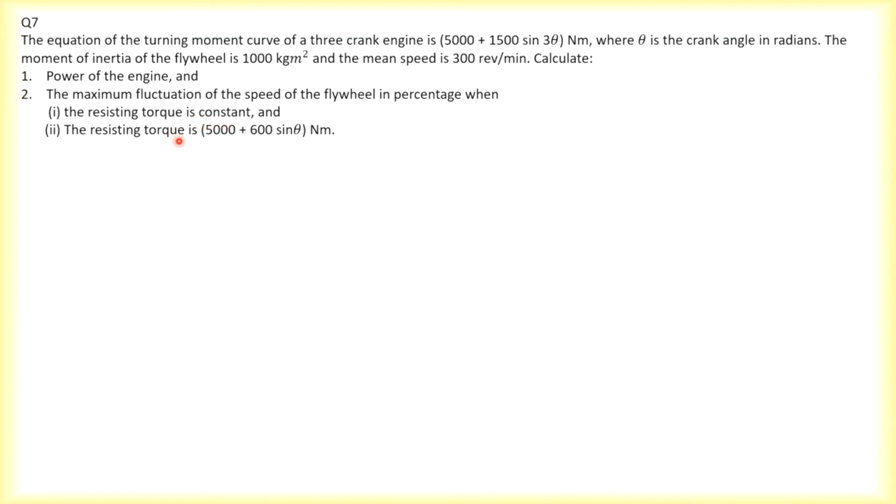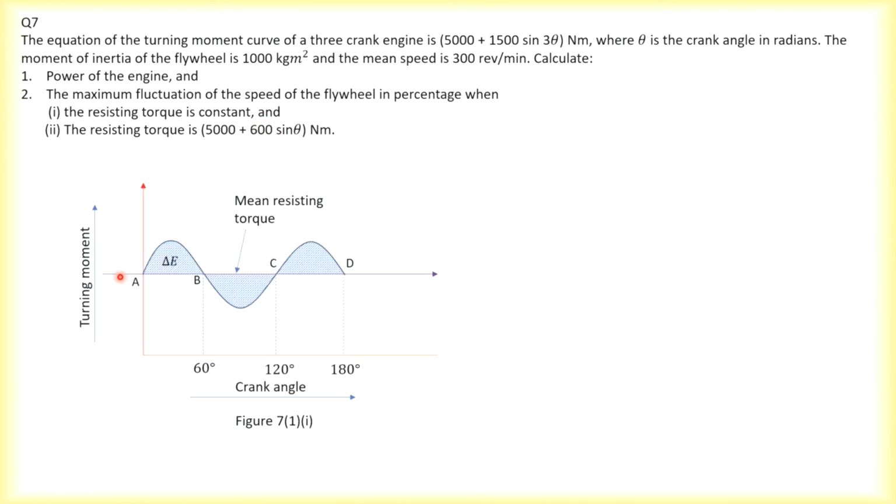And the second one is when the resisting torque is equal to the equation of 5,000 plus 600 sine theta Newton meter. So you have 2 equations. That means you have 2 problems, 2 parts to solve. Okay, so the first part, we go for the first part when the mean resisting torque is constant. And this curve here, let's say we assume that this will be 5,000 plus 1,500 sine 3 theta, this curve here, with the constant mean resisting torque line.